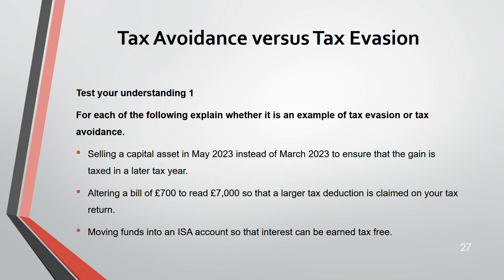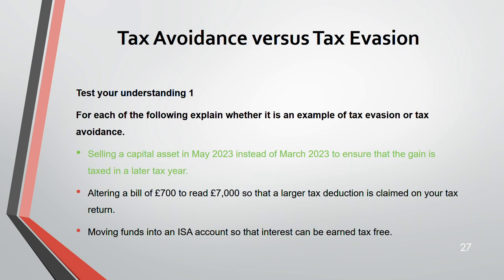Now, there is a question. Test understanding one. We are going to identify out of these three which is tax evasion and which is tax avoidance. First one: you are selling a capital asset in May instead of March, so that the gain is taxed in the later tax year. Is it tax evasion or avoidance? It's tax avoidance. It's in green. If it's tax avoidance, I've highlighted it in green. If it's tax evasion, it's in red. Red is a sign of danger. Green is a calm sign, a good sign, a positive sign.